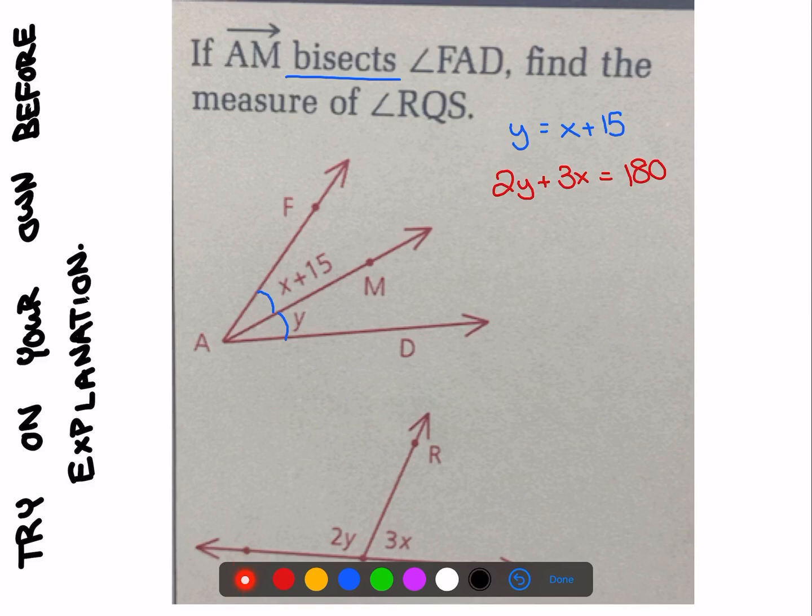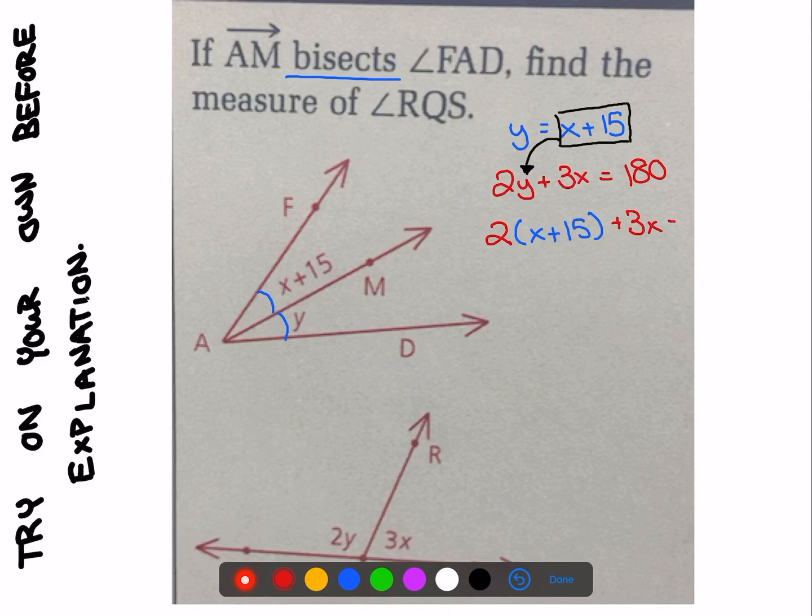So, what we need to do is go ahead and solve one of these by substitution or by elimination. We get to choose. So, what I see here is that one of the equations is set equal to y. So, I'm going to take what y is equal to. Y is equal to x plus 15, that whole chunk, and I'm going to replace the y in my second equation with it. So I now have 2 times x plus 15 plus 3x equals 180.